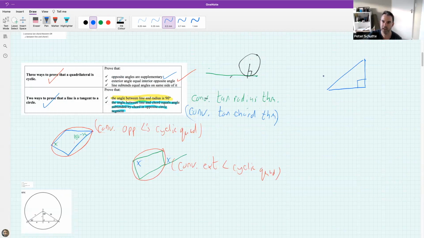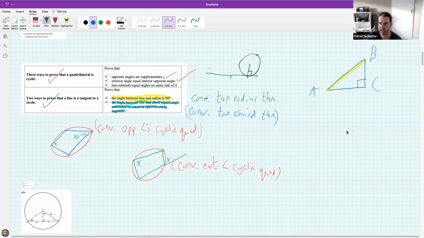So we've got a line segment over here and it subtends an angle of 90. What do we know about that line segment? If AB subtends an angle of 90, what is special about AB? Yeah, AB is a diameter.